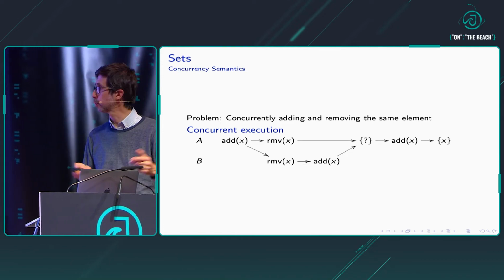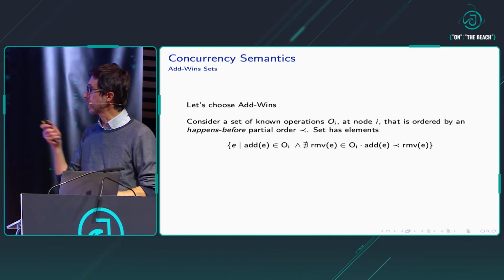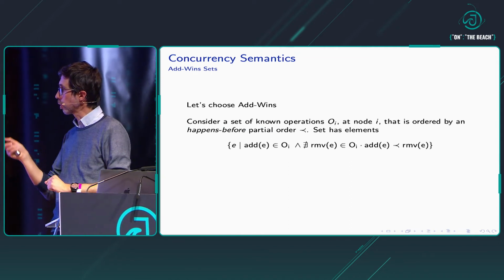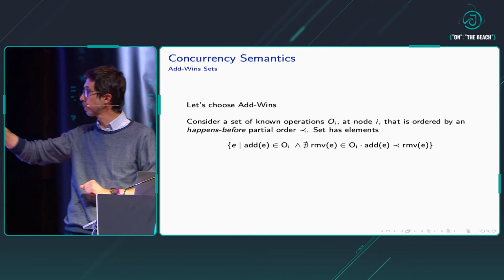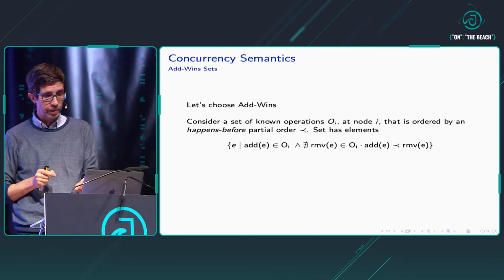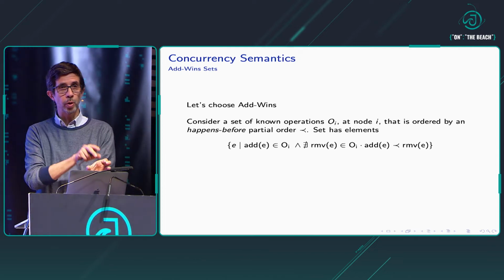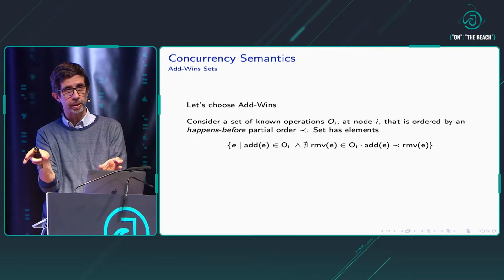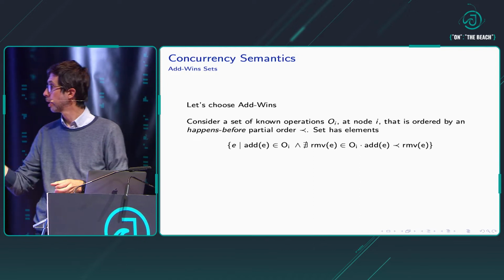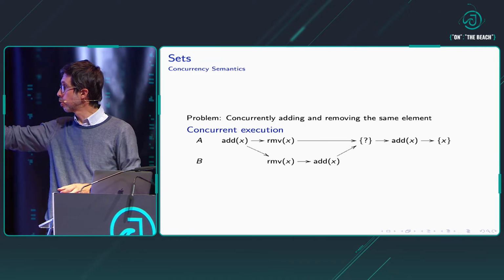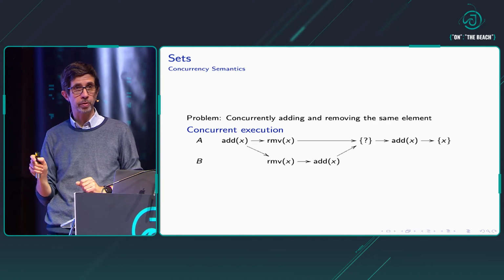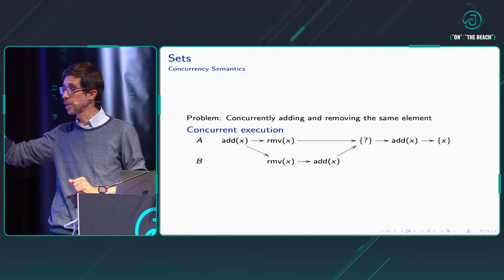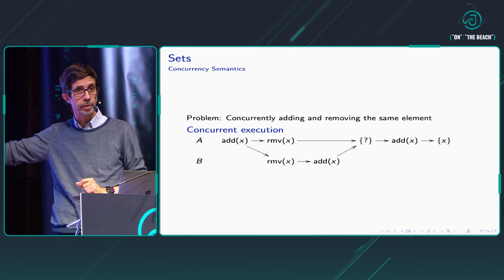So I'll just describe those. So what is an add win set? An add win set will show all the elements that were added and for which there is no remove after adding the element. So if you apply this reasoning to this example, you see that X must be present in the set because there is a concurrent remove, but there is not a concurrent remove after the add.